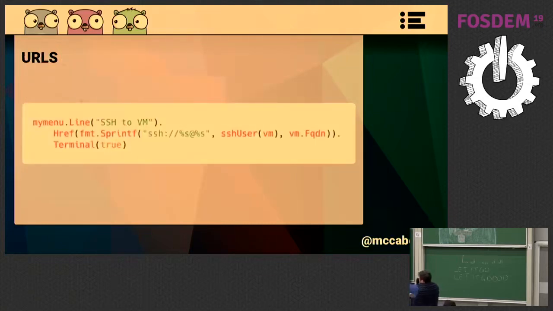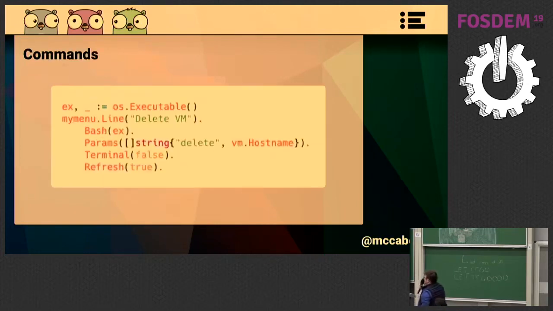For example, to add a link to a URL, you just add a line, give the line a bit of text, and then you use this href. It uses a builder pattern to build things up. The href just takes the URL. In this case, it's an SSH URL, and it's just using OS X's open, so that'll open a terminal, and terminal is true so that it doesn't suppress the terminal. But that could be a URL, it could be HTTP, HTTPS, whatever.